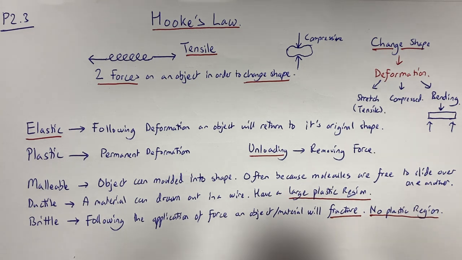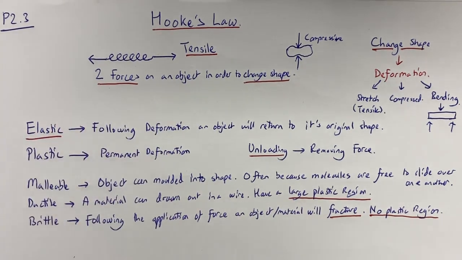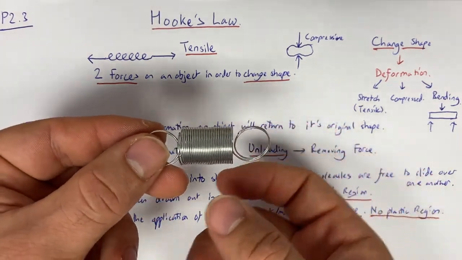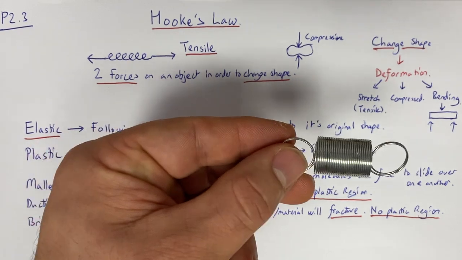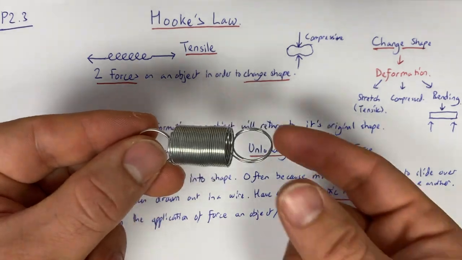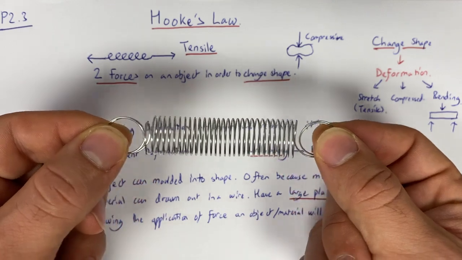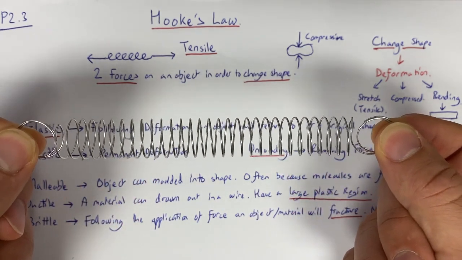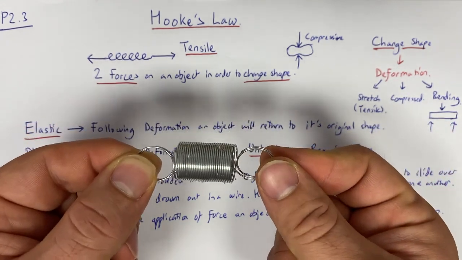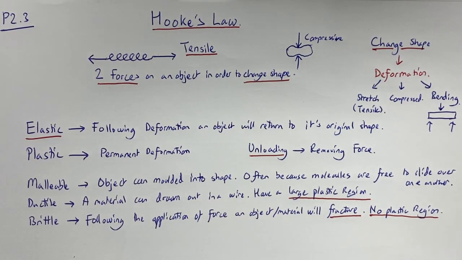In order to cause an object to change shape, one of the first things you must understand is that you need two forces on an object. Let's take, for example, this spring. In order for me to cause this spring to change shape, I have to apply two forces. If I only apply a single pulling force, you can see the object is not changing shape, it's just simply accelerating. But if I apply two tensile forces, which are forces in opposite directions to each other, then you can see that this object will change shape. In this case, it will extend. And then I can remove that force in a process called unloading, and it will go back to its original shape in this case.